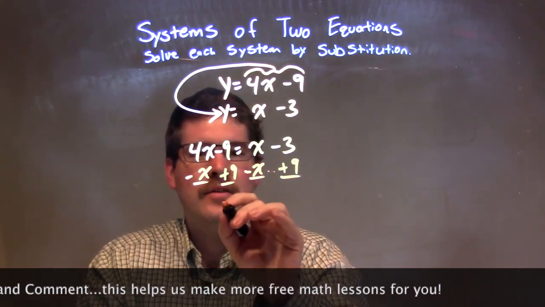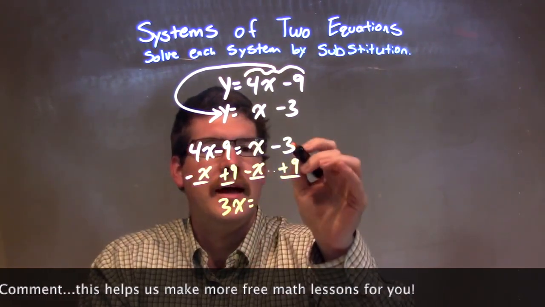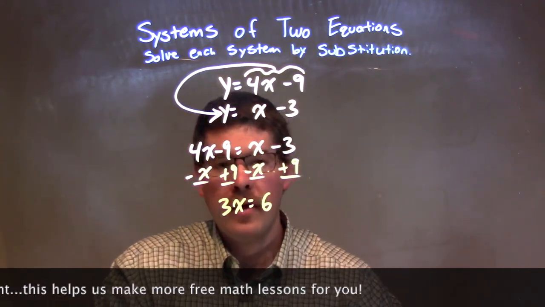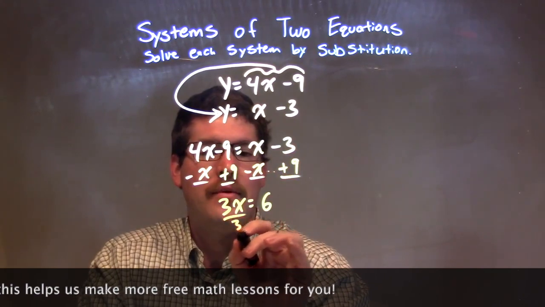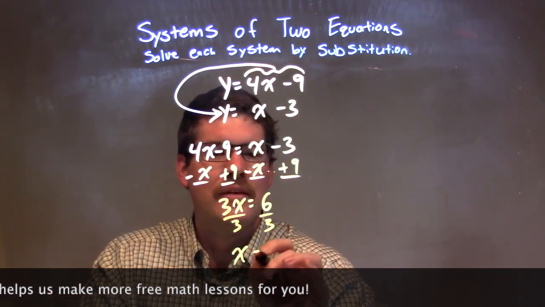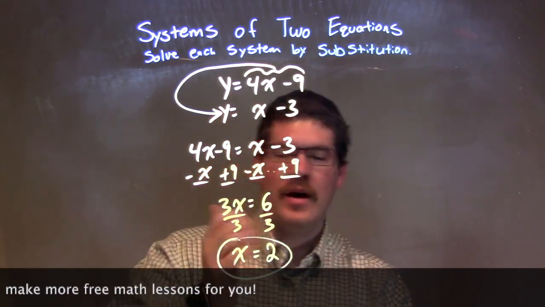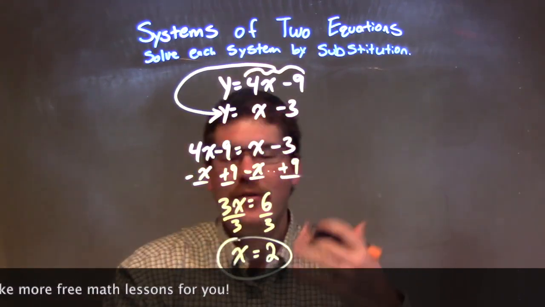4x minus x is a 3x, and negative 3 plus 9 is a positive 6. From there, I want to get x by itself. I'm going to divide both sides by 3, leaving me x equals a positive 2. We have one of our variables that we found the answer of, right? 2. We need to find the other one.